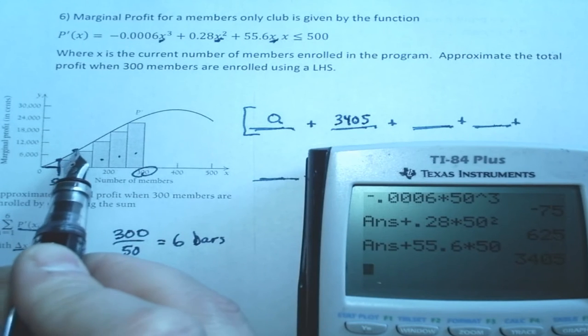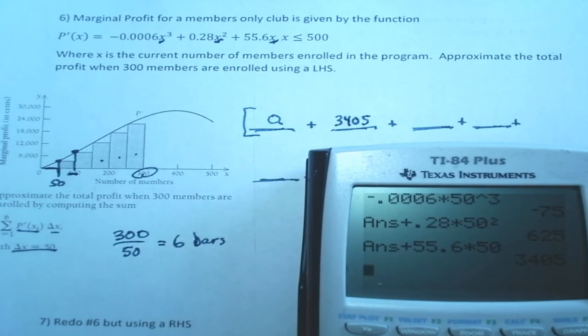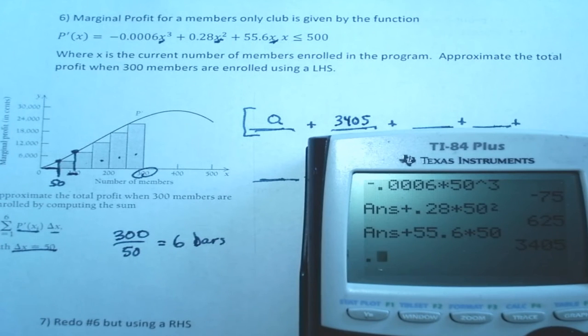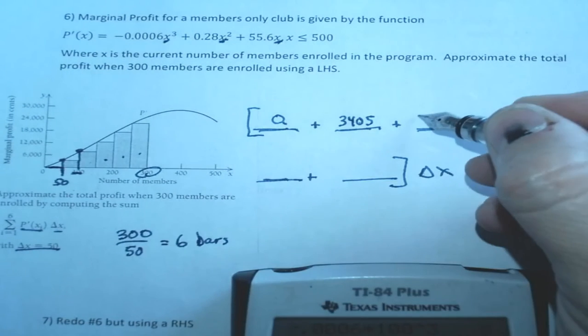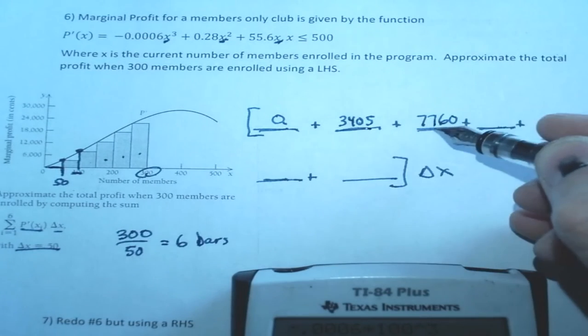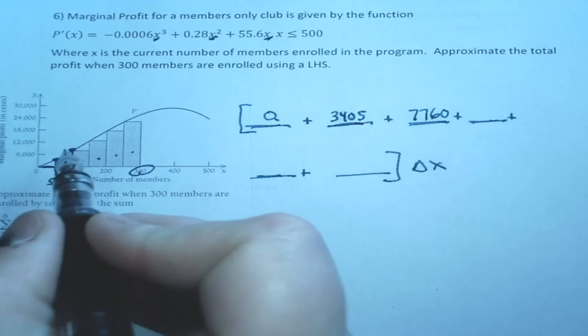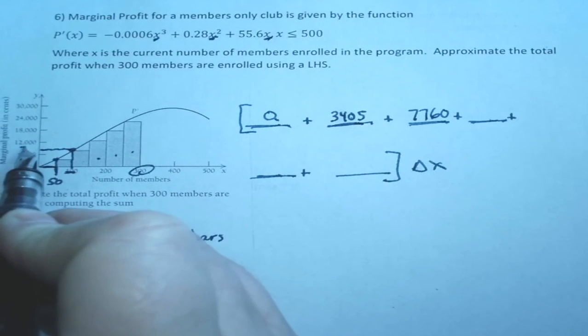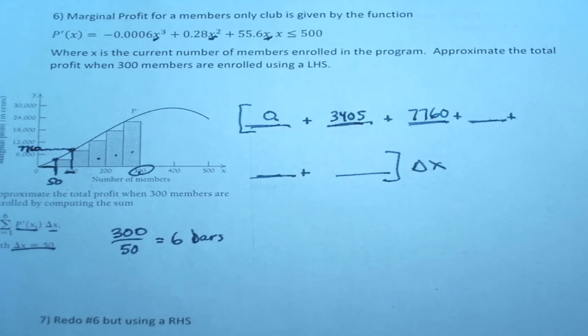Where's our next bar? Our next bar is at 100. So I'm going to put negative 0.0006 times 100 cubed, plus 0.28 times 100 squared, plus 55.6 times 100, and I get 7760. So I'm going to put 7760. That's the height of this bar.